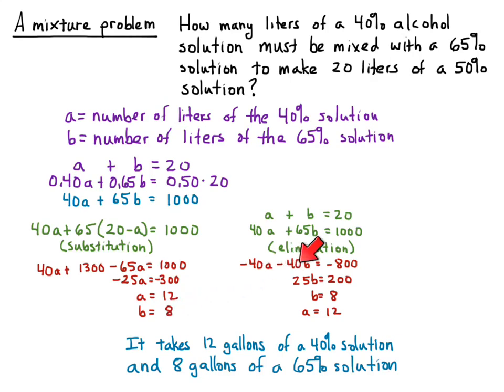If I do it by elimination, I take this first equation and multiply it by negative 40 to get this equation here: negative 40A minus 40B equals negative 800. Then I add the second equation plus this transformed first equation, and I get 25B equals 200. Then do the division: 200 divided by 25 is 8, and so A equals 12. So I get to the same answer. I'll let you digest that for a minute here.